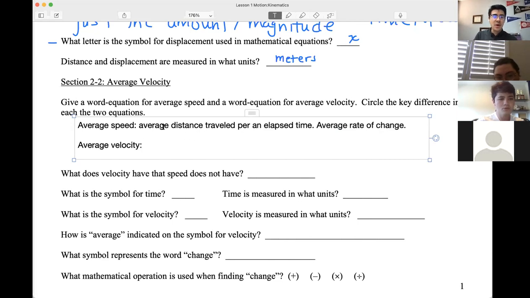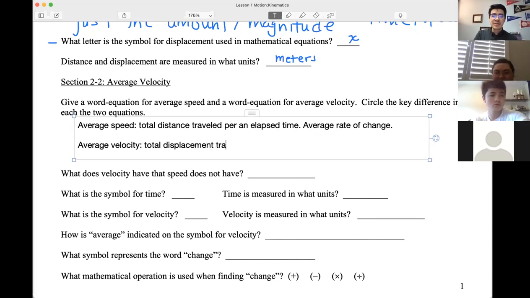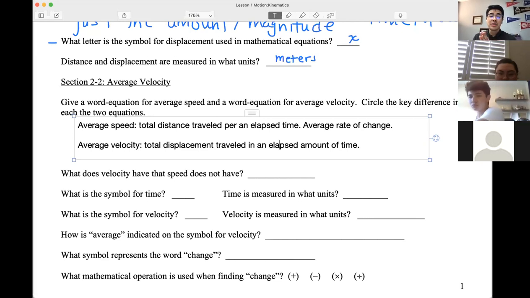Oh, wait, I just realized, Tiffany, you shouldn't have used average to be total distance. Total distance traveled per an elapsed time. Instead of using distance for velocity, we should use the word displacement traveled in an elapsed amount of time. We can't use the phrase average rate of change there though. Average rate of change is synonymous with speed. Do not use average rate of change for velocity. It'll be the displacement over that fixed, elapsed amount of time.